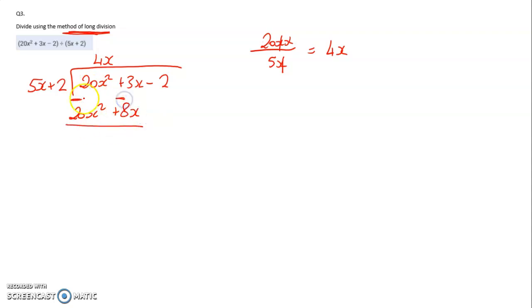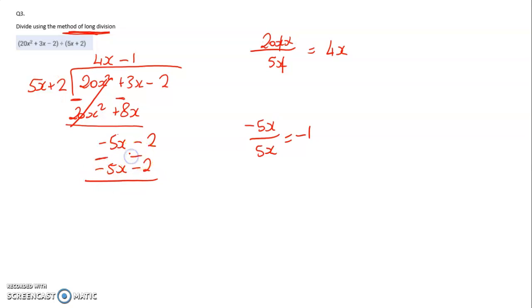Subtract, subtract. 20x squared minus 20x squared is 0. 3x minus 8x is minus 5x. Minus 2. Then you go again, minus 5x divided by 5x. That's equal to minus 1. So pop it up here, minus 1. So then multiply out. 5x by minus 1 is minus 5x. 2 by minus 1 is minus 2. Subtract, subtract. 5x minus minus 5x is 0. 2 minus minus 2 is 0. So my answer is 4x minus 1.